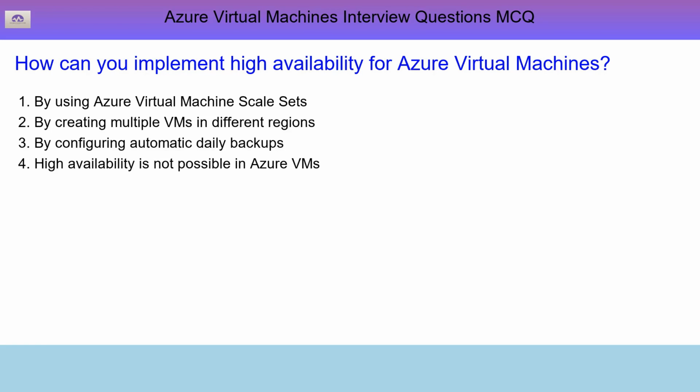Here are your options. 1. By using Azure Virtual Machine Scale Sets. 2. By creating multiple VMs in different regions. 3. By configuring automatic daily backups. 4. High availability is not possible in Azure VMs. The correct answer is by using Azure Virtual Machine Scale Sets.